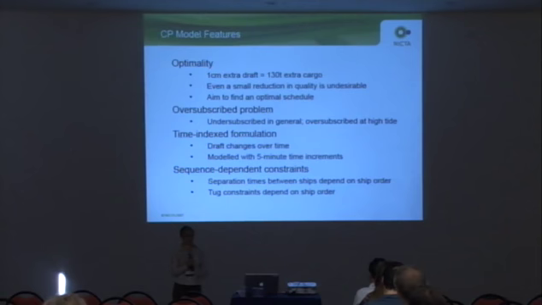And the fourth reason why it's a complex problem is that the constraints are very sequence dependent. As I mentioned before, the separation times between ships are sequence dependent, but the constraints on availability of tugs, which are the small boats that are used to help the ship enter and leave the port, are even more sequence dependent and even more complex. And I'll talk about those in a few minutes.